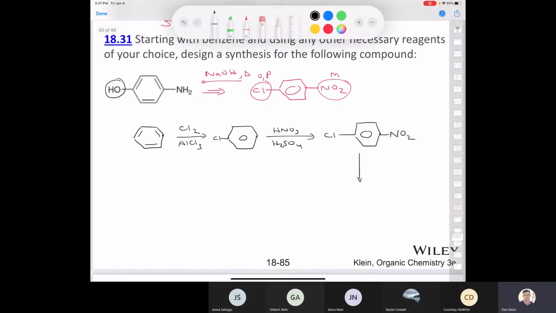Next, I'm going to do my SNAr reaction, so sodium hydroxide and heat. Keep in mind, this is your SNAr, and you could practice drawing the mechanism if you want to. I'm not going to do it, but remember, we have the requirements. We have the strong electron withdrawing group. We have a good leaving group, and it's para to the electron withdrawing group. So let's draw the product. Now we've got para-nitrophenol, this compound.